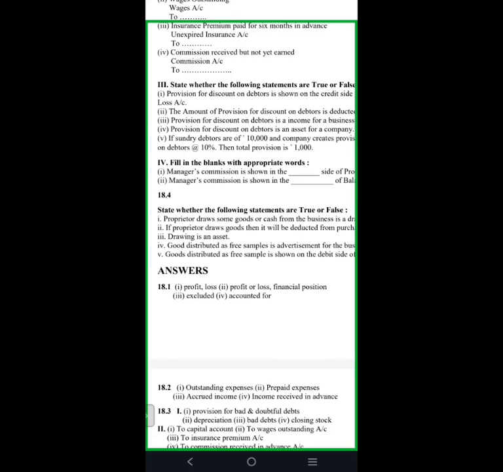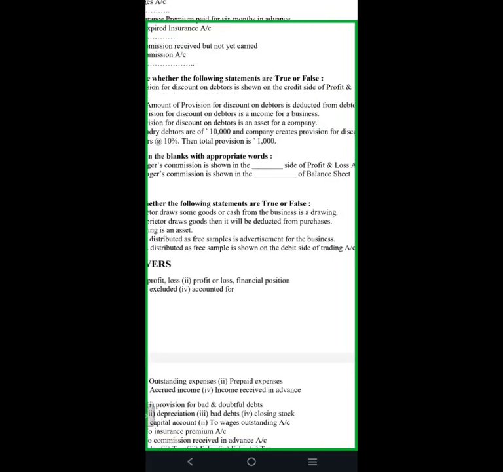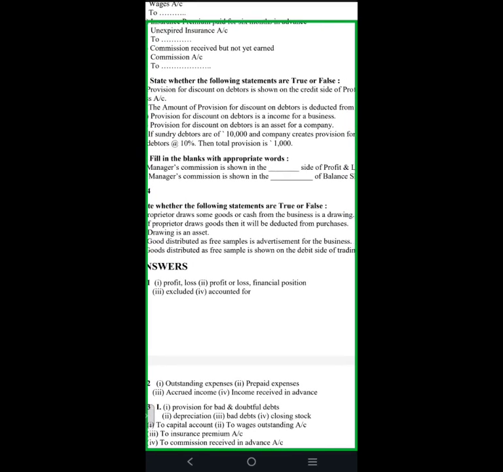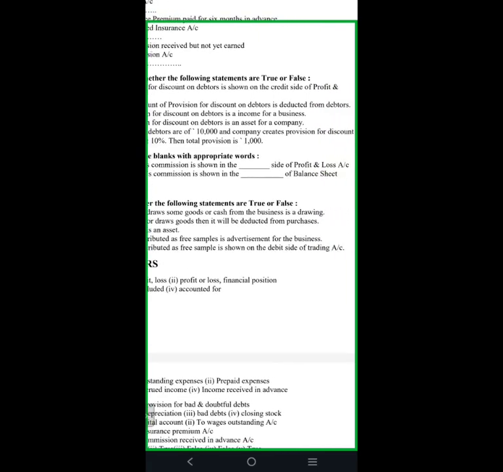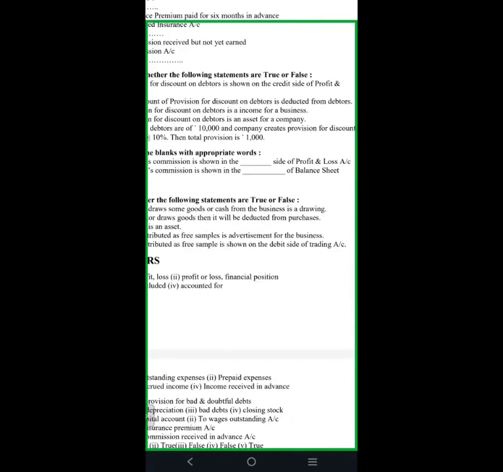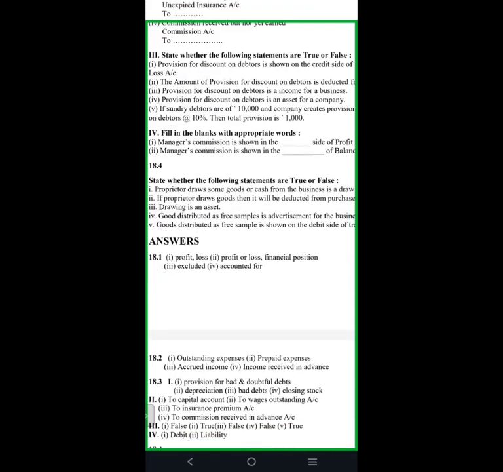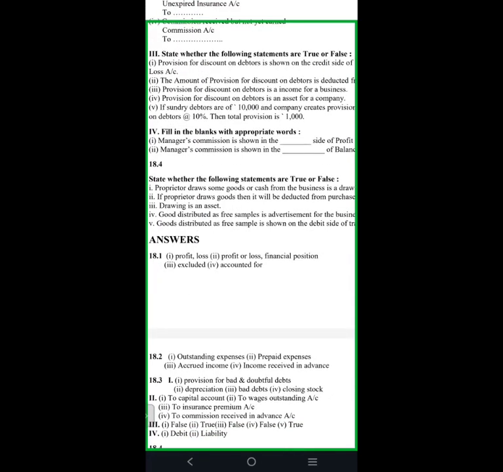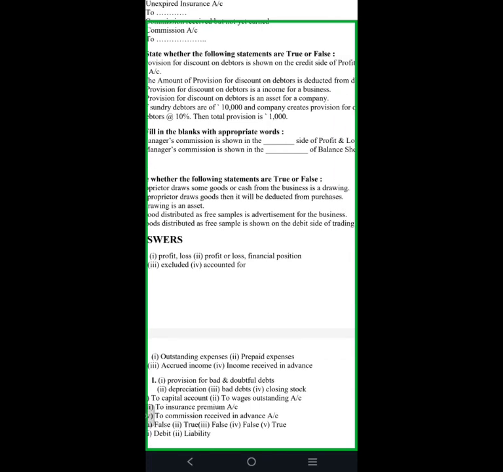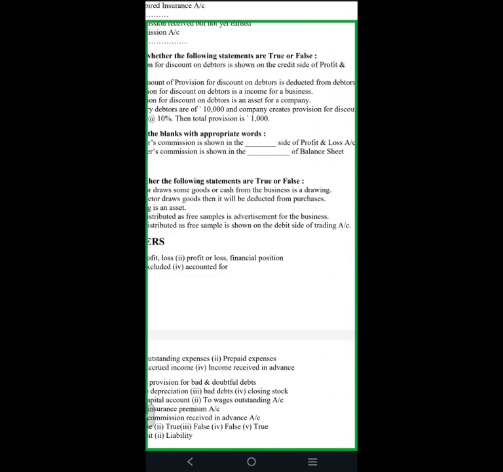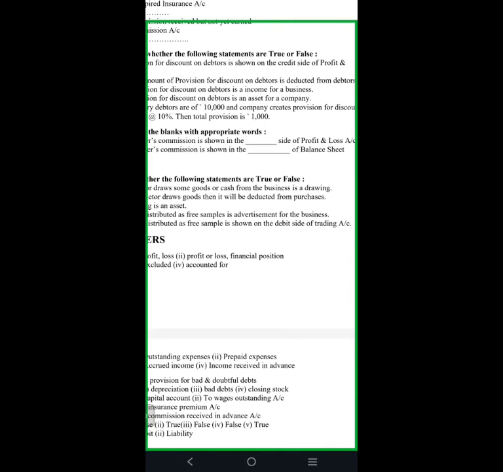Fill in the blanks with appropriate words. Manager's commission is shown in the dash side of profit and loss account. Debit side of the profit and loss account. Manager's commission is shown in the dash of balance sheet. Liability of balance sheet.